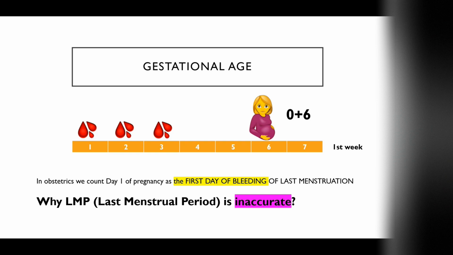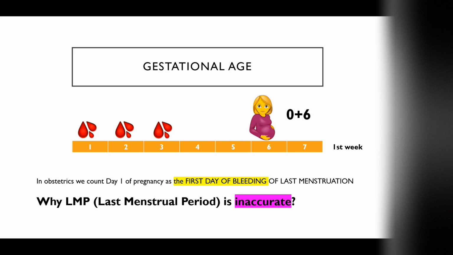So standardization is more important than details in obstetrics. That's when we start calculating. Don't confuse yourself, even though fertilization happens around day 14, 16, whatever, we start calculating from the first day of bleeding. That's the easiest way to standardize it, okay? Even though we try to standardize it as much as possible, using the last menstrual period can be an inaccurate method.